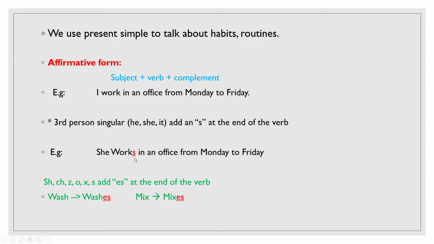But you also have to pay attention with the verbs, because if they finish in SH, CH, Z, O, X, or S, you have to add an ES at the end of the verb, not only the S. Look at the example. The verb is wash, so you have to write or say washes. And the other example is mix, so you have to write or say mixes. Let's continue with the negative form.